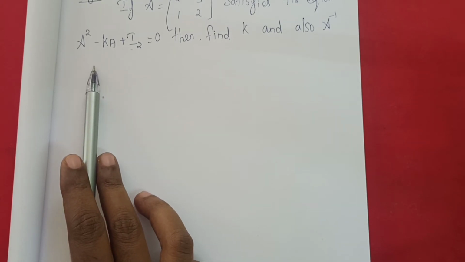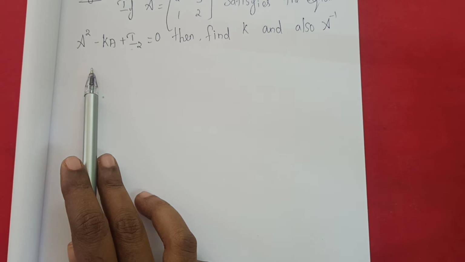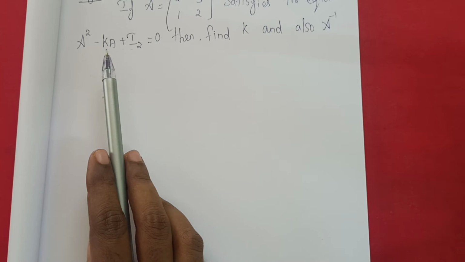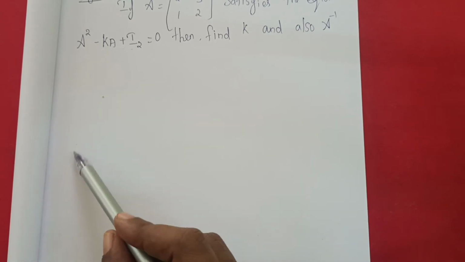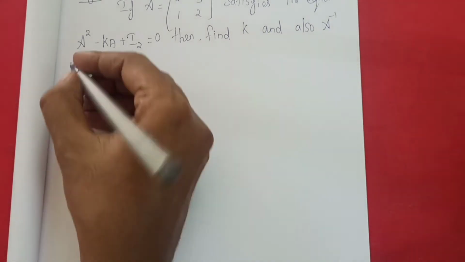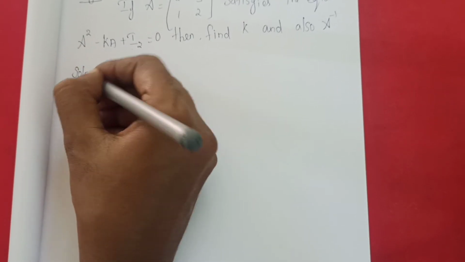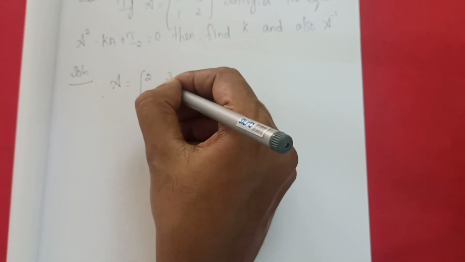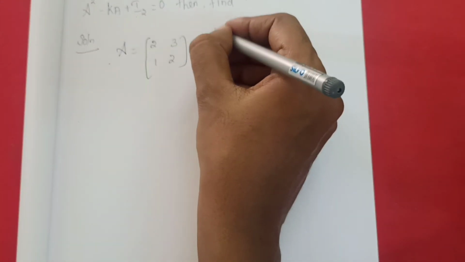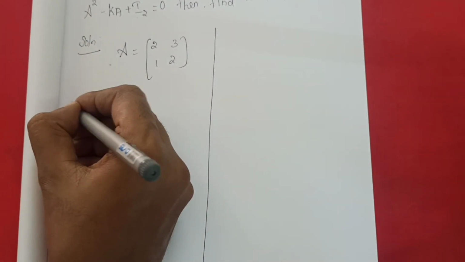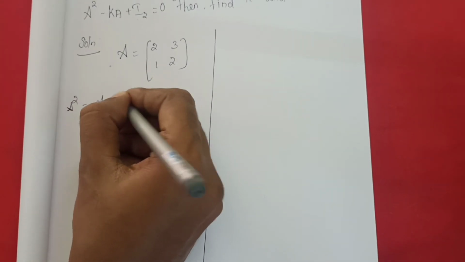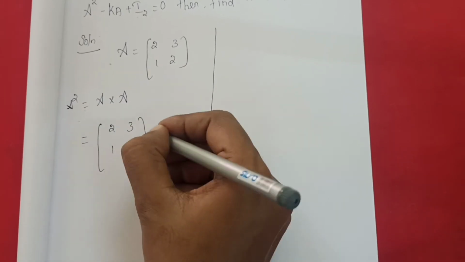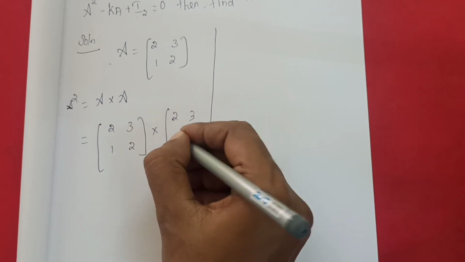So A square value we need to find. When I was teaching the basic things about matrices, I taught you: A square means A into A. So first we are going to find the A square value. For that, the A matrix is 2, 3, 1, 2. A square means A into A, that is 2, 3, 1, 2 into 2, 3, 1, 2.